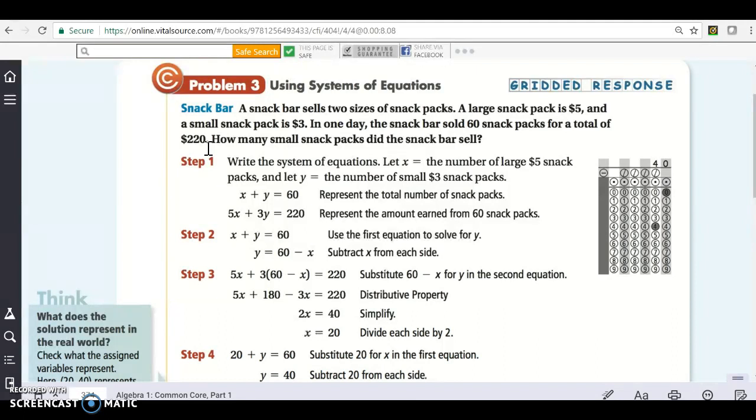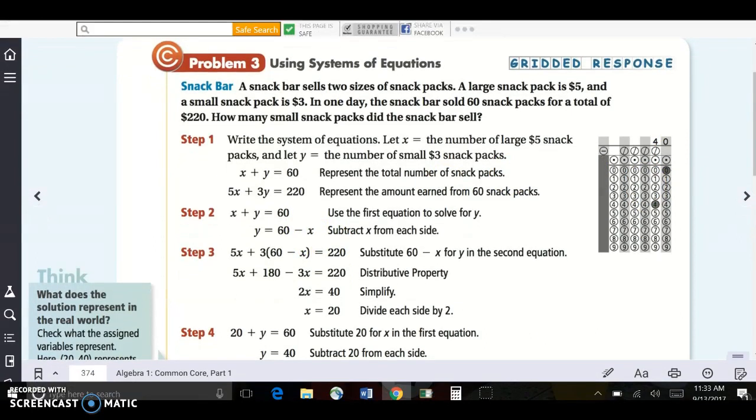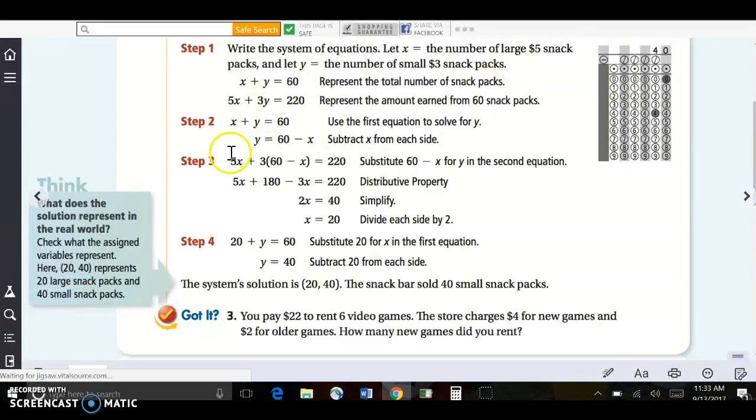So now I can solve my system of equations. And so the first thing they did, they solved for y. They want to find the small snack pack, and y is a small snack pack, so that makes sense. So they put y equals 60 minus x, and then they plug this into their second equation, for where y is. So I have 5x plus 3 times 60 minus x instead of a y equals 220.